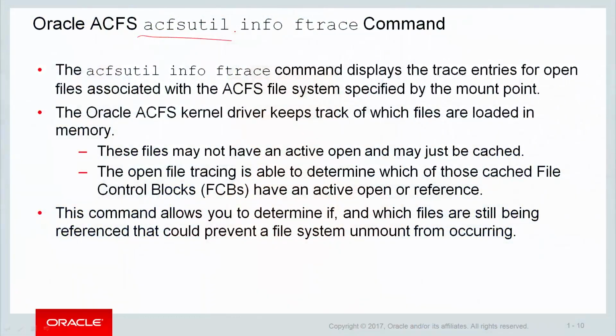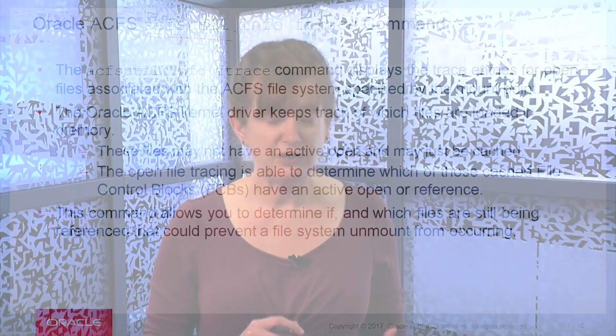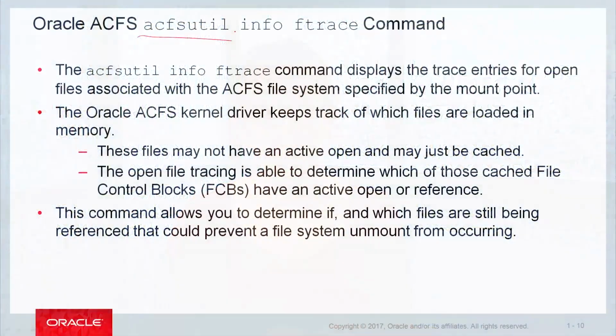So it could be that you're trying to dismount this file system, but you can't, so you're trying to find out which files are open and therefore stopping the dismount of the file system. The Oracle ACFS kernel driver keeps track of which files are loaded in memory. These files may not have an active open and may just be cached. So nobody could be reading the files at the time, but they could just be cached inside memory.